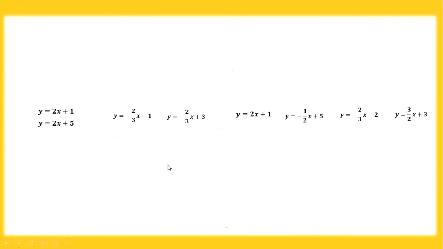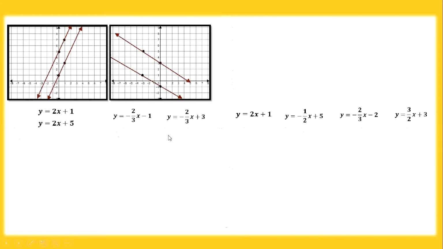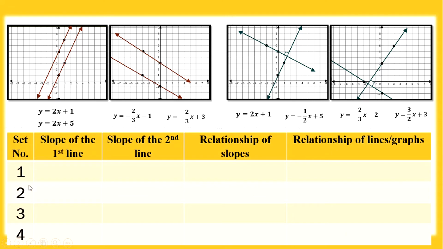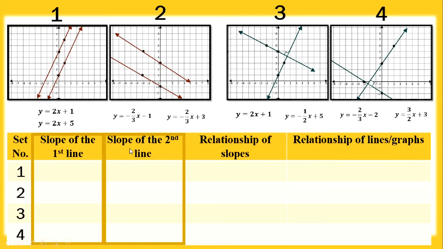This time, pag-aralan natin yung mga naging answers natin. So, these are the given equations and the corresponding lines. Okay, we have set 1, 2, 3, and 4. Let's have first the slope of the first and the second line ng bawat set. So, for the first set, slope ng first and second line are the same, 2. For the second set, slope of the first and second line, again same, we have negative 2/3.